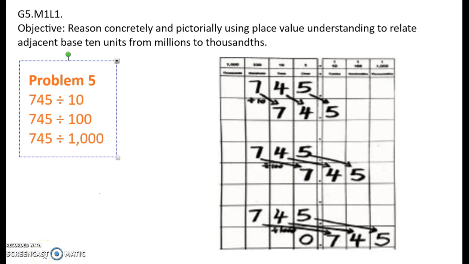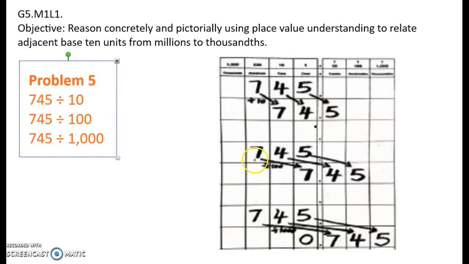And in this final problem, we're going to do the same concept, except now we'll take a multi-digit number and divide it by 10, divided by 100, divided by 1,000. So in our first example, we have 745. 7 hundreds divided by 10 equals 7 tens. 4 tens divided by 10 equals 4 ones. And 5 ones divided by 10 equals 5 tenths.